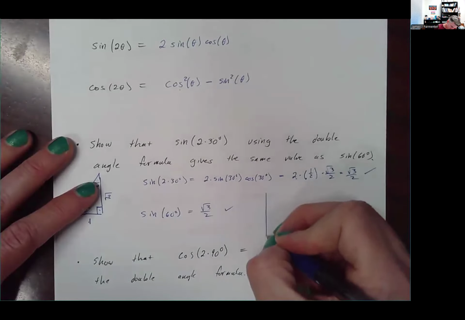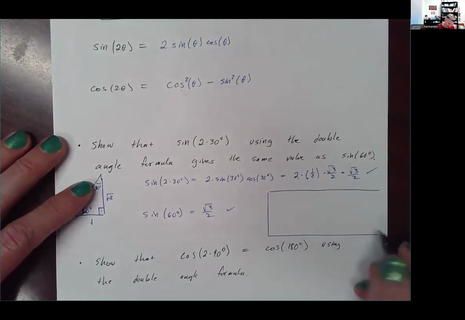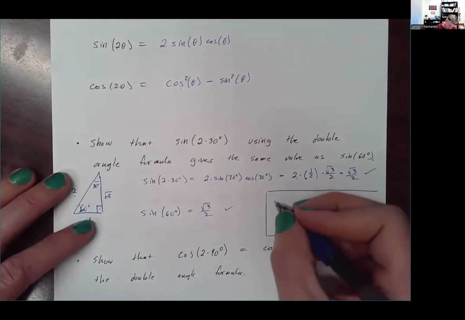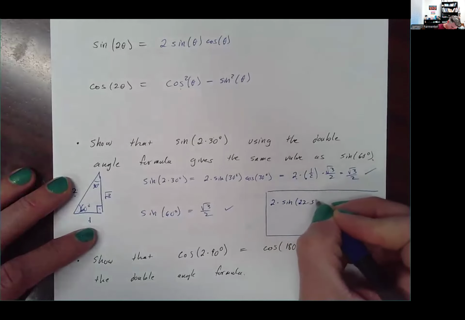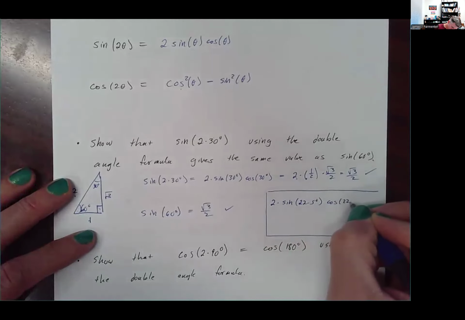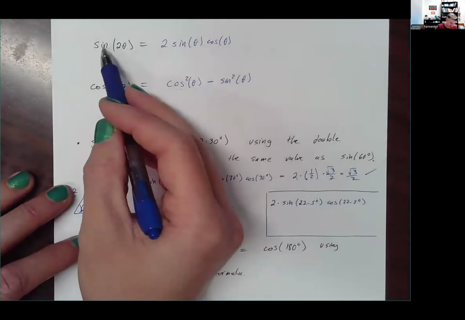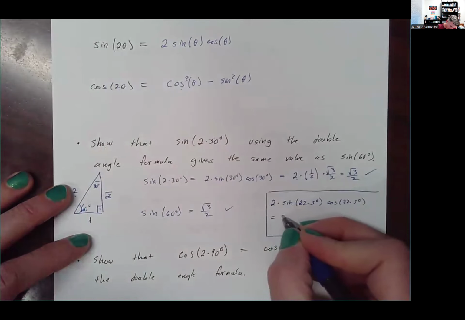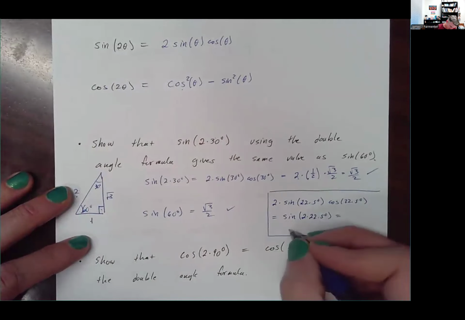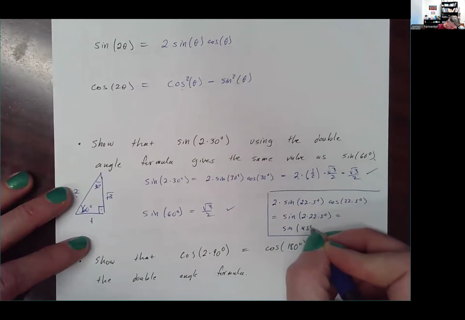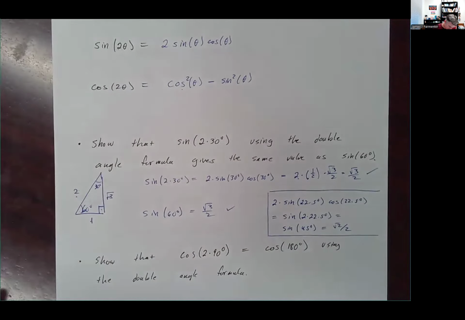So for example, if someone said find 2 times sine of 22.5 degrees times cosine of 22.5 degrees, I would say, oh, that's the same as sine of 2 times 22.5 degrees. I'm using the identity, and then 2 times 22.5 degrees is 45 degrees. And we know that sine of 45 degrees is root 2 over 2. So that's kind of the idea of a problem like that.